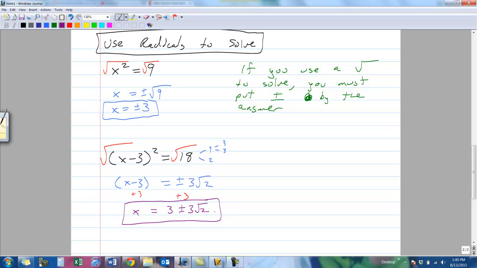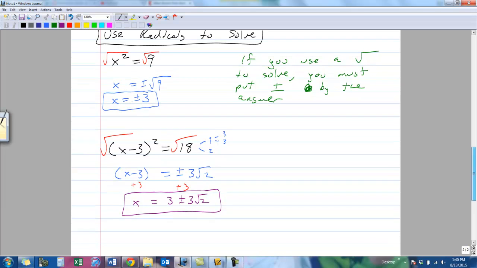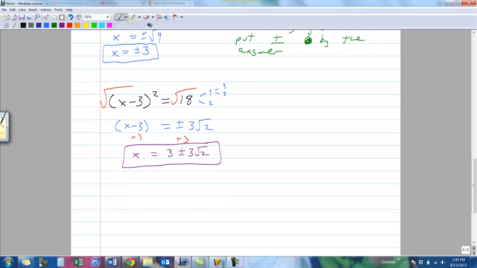There are actually two answers here. One of them is 3 plus 3 root 2. The other one is 3 minus 3 root 2. There's two different values here. Alright, and I got one more example for you. Our last one is going to be 2x squared plus 1 is equal to 17.